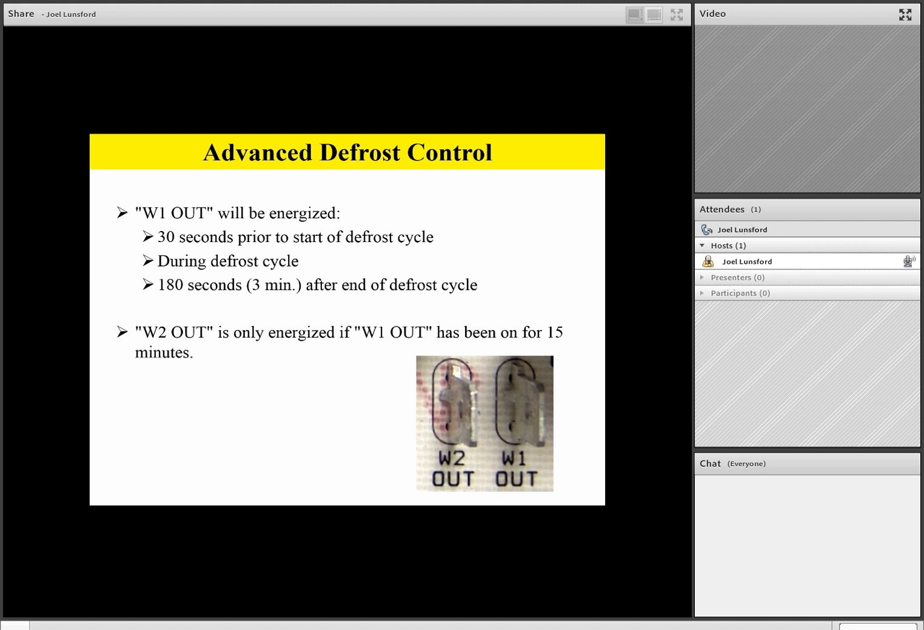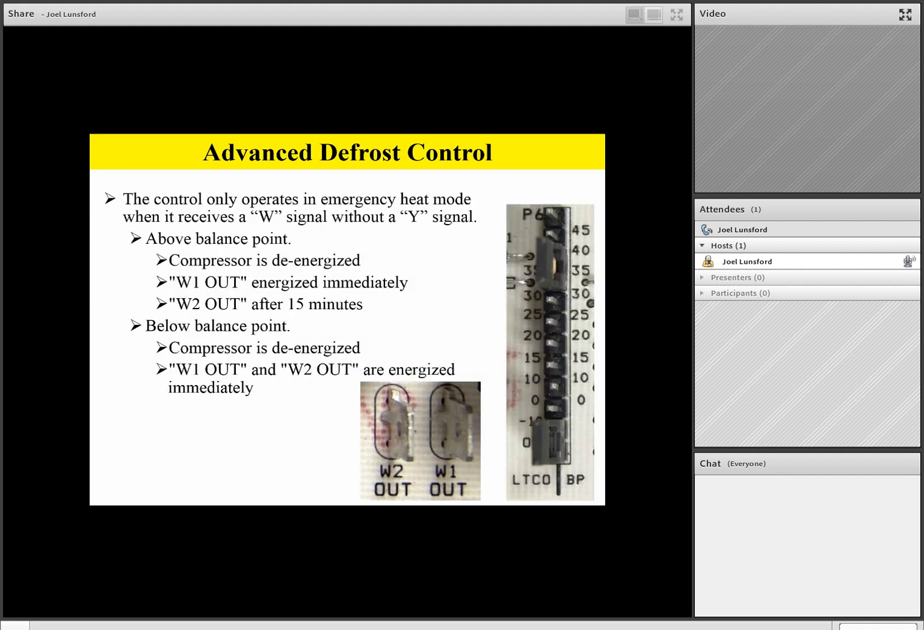Now, if the homeowner should go over to the thermostat and go to emergency heat, in other words, they're telling the outdoor unit to not run, they're going to be running on auxiliary heat only. So if you're above that balance point that we talked about earlier, and we go to emergency heat, we will have a W1 out immediately. In other words, we'll have our first stage auxiliary heat come on immediately.